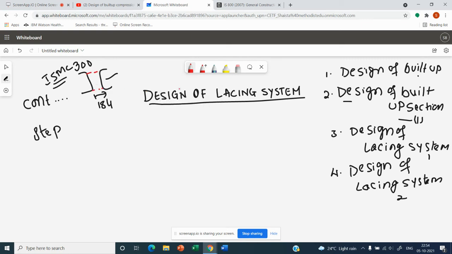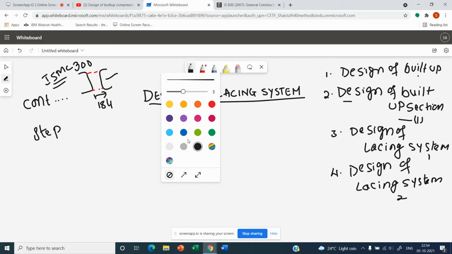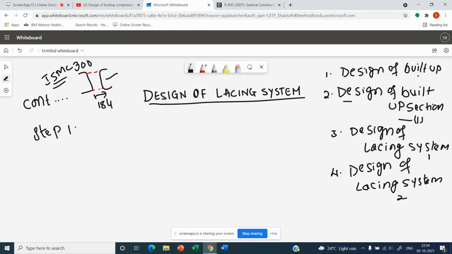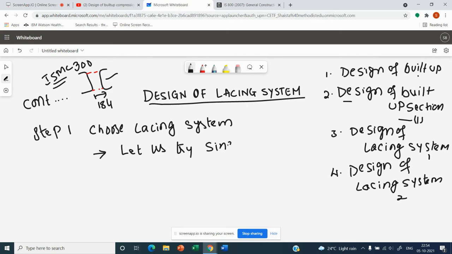Following the steps given in video 3. The first step was to select the lacing system. Choose the lacing system, whether you want to go for single or double, along with the angle of inclination. So let us first try the single. If it fails with single, then we will go for double. So let us try single lacing system.